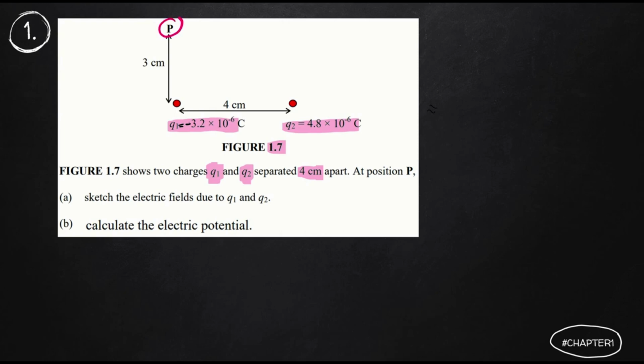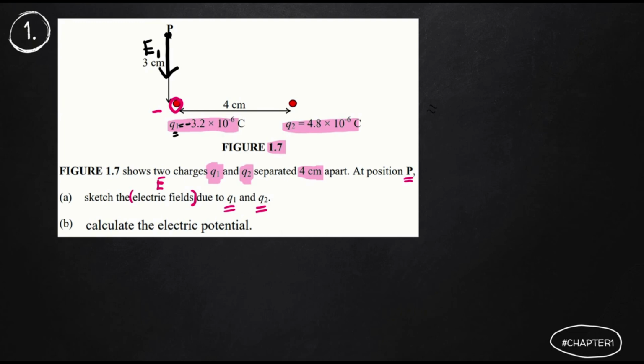At position P, we have position P here. First is to sketch the electric field. Remember, electric field is symbolized as E. The electric field must be drawn at position P, and this electric field is due to Q1 and also Q2. So to do the sketching, we have a negative charge here for the first charge Q1. Negative means that from point P, the electric field will be going inwards. So this is labeled as E1, as we have Q1 here.